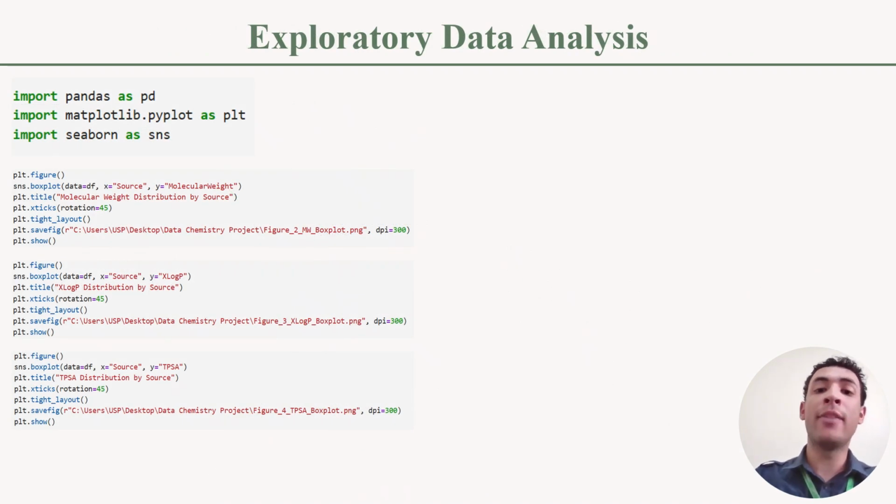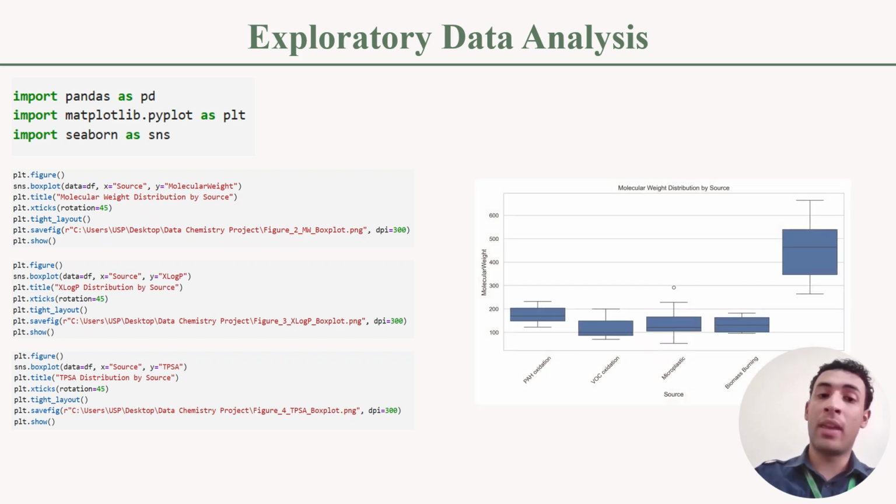In this step, I used Python libraries including pandas for data handling, matplotlib for plotting, and seaborn for statistical visualization. Then box plots were generated to compare molecular descriptors across pollutant classes. Each figure was automatically saved in high resolution for reporting and presentation.